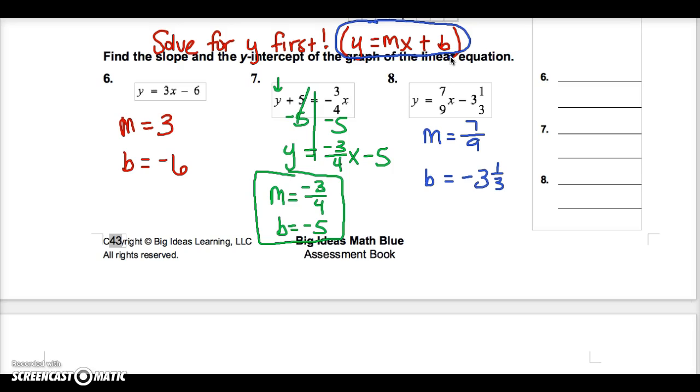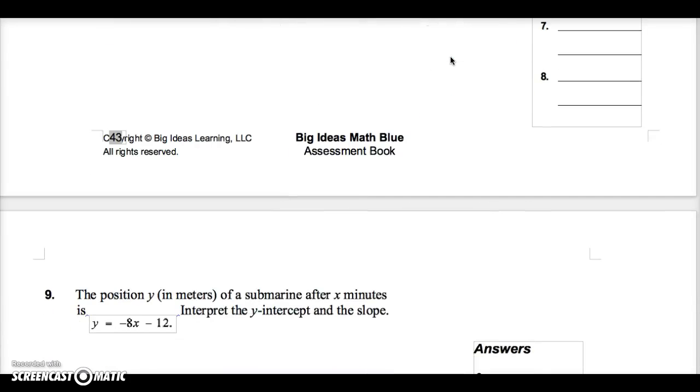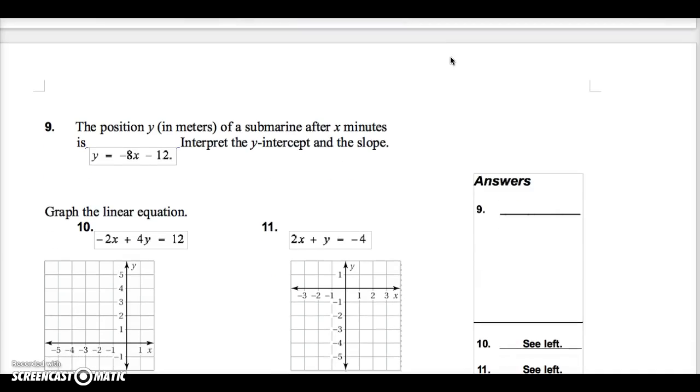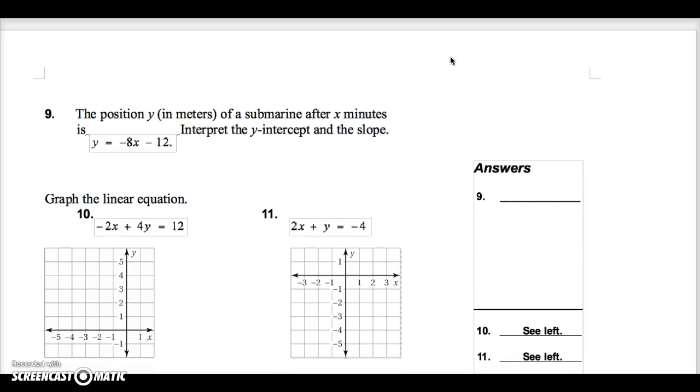Then over on the back side of the paper, number 9 says the position y in meters of a submarine after x minutes is shown with the equation y equals negative 8x minus 12. Interpret the y-intercept and the slope. So we've talked about this word interpret a lot.